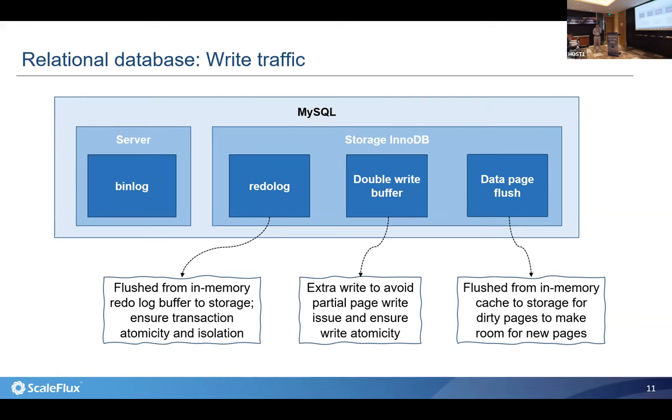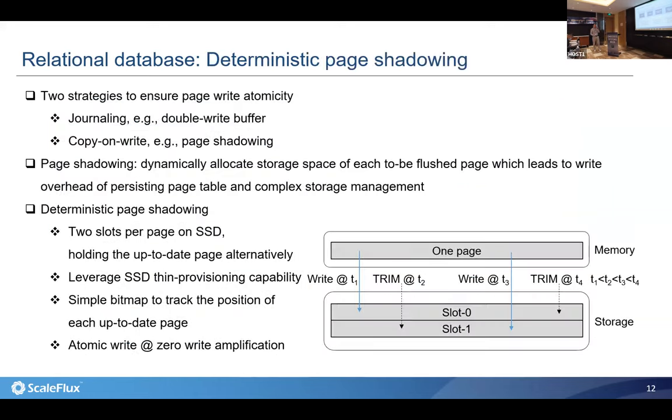So the first technique we want to talk about is deterministic page shadowing. This technique is used to reduce the write overhead of the double write buffer. We know that there are only two categories to ensure page write atomicity, including journaling and copy on write. Double write buffer is an example of journaling, and page shadowing is an example of copy on write.